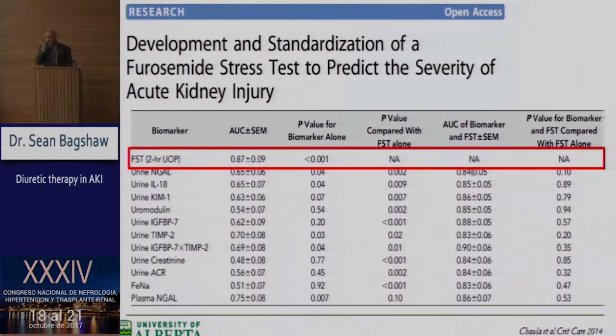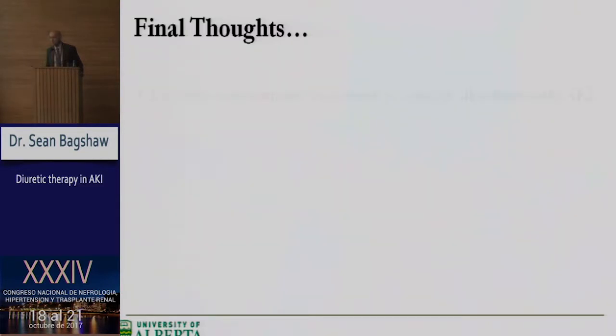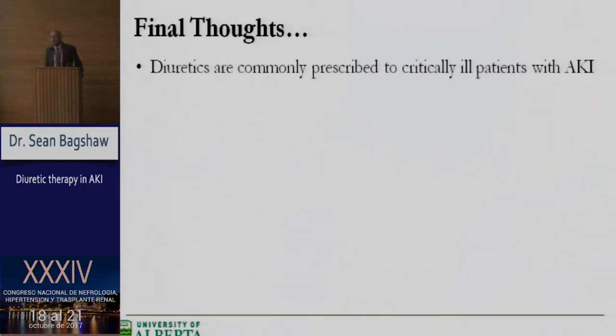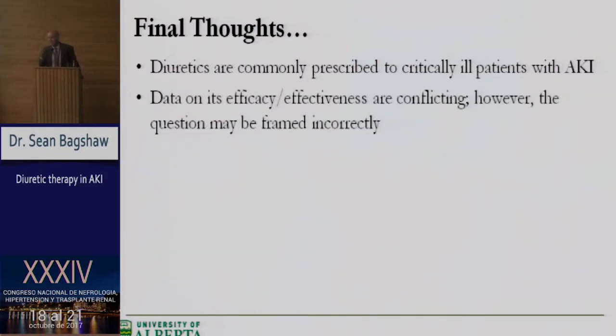What's interesting is that the furosemide stress test, in fact, seemed to have better operative characteristics than a number of other novel kidney damage biomarkers or tests that we currently are exploring in clinical practice. So the FST, as a dynamic test of renal reserve of the kidney, seemed to have good predictive value. So, final thoughts. I think it's important to appreciate diuretics are commonly prescribed in critically ill patients. I think the data on its efficacy and effectiveness are conflicting.